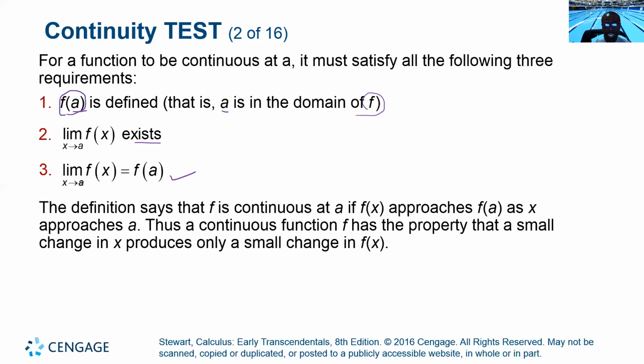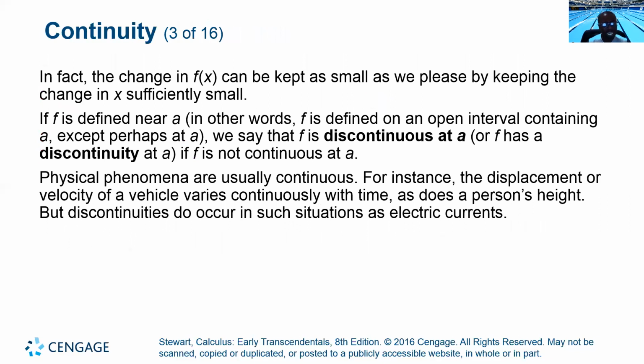Okay, the definition says that f is continuous at a if f of x approaches f of a as x approaches a. Thus, a continuous function f has the property that a small change in x produces only a small change in f as a function. In fact, the change in f of x can be kept as small as we please by keeping the change in x sufficiently small.